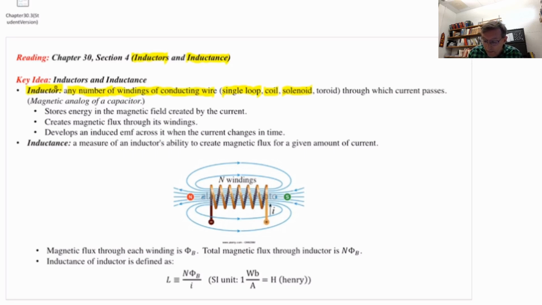Or it could be a toroid, where you take a solenoid and you wrap it around and connect the two ends together to make a donut shape. So it's any number of windings of conducting wire. And then we're going to pass through those windings electric current. Okay, that's it. That's all you have to have some inductance. Any number of windings of electric wire, and you pass current through it. And as I said, it's the magnetic analog of a capacitor. A capacitor stores energy in the electric field created by the charge separation. An inductor stores energy in the magnetic field created by the current flowing.